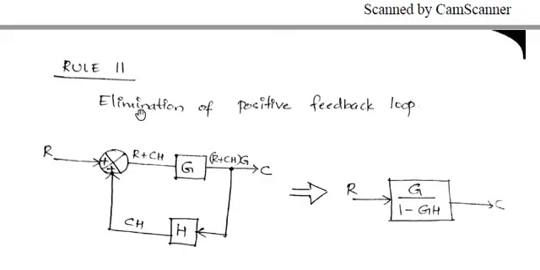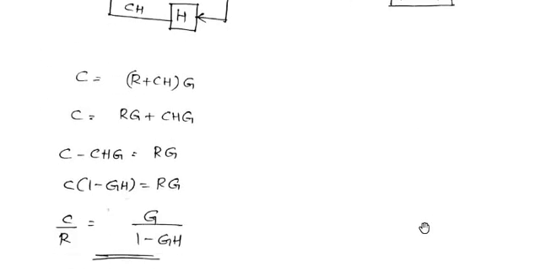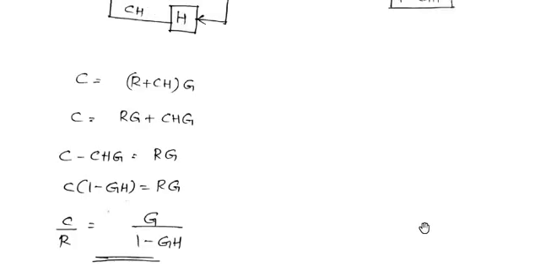If that is the case, then the overall gain of this particular loop will be G divided by 1 minus GH if it's a positive feedback loop, or if it's a negative feedback loop, then the overall gain obtained by applying rule number 10 is G divided by 1 plus GH. Okay, so this is very, very important.